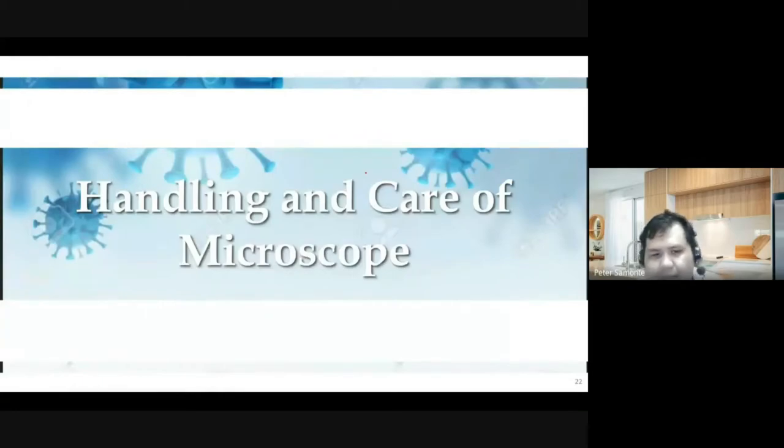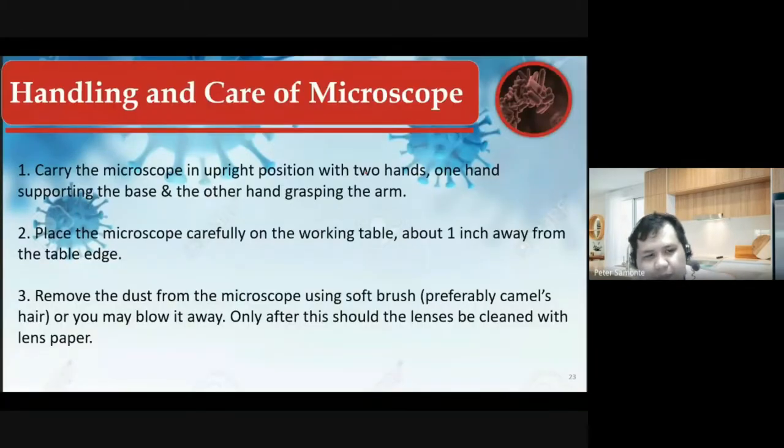Now let's proceed to your handling and care of your microscope. Now, you have to carry the microscope in an upright position with two hands. One hand supporting the base and the other hand supporting the arm. Class, what is the importance of the arm of the microscope? Why do you need to handle that? Why not just hold the base with two hands? Why do you need to include the arm? Any ideas?